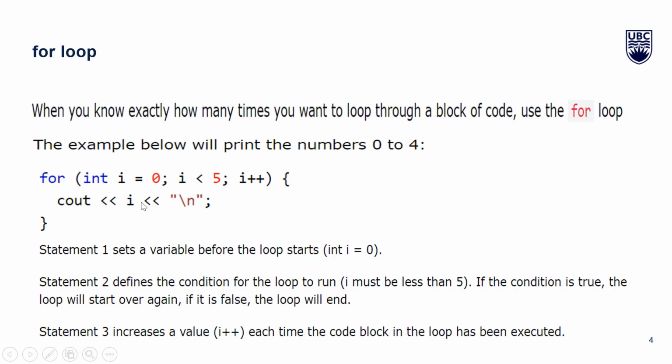So in our example here, the initial value of I is equal to 0. So I is less than 5, so our condition is true. So we will print out, cout, the value of I. So we will print out 0.